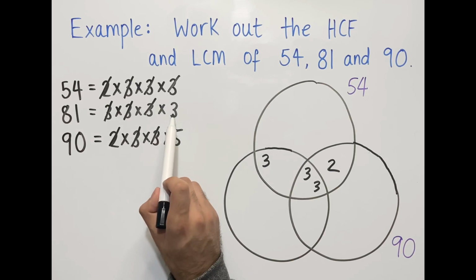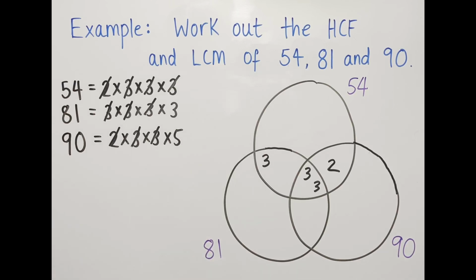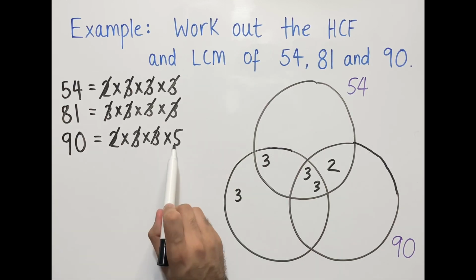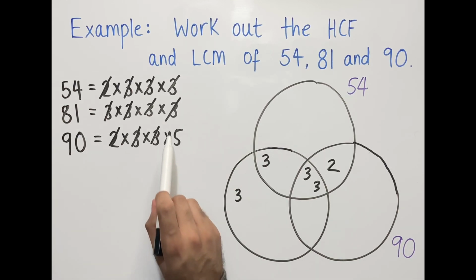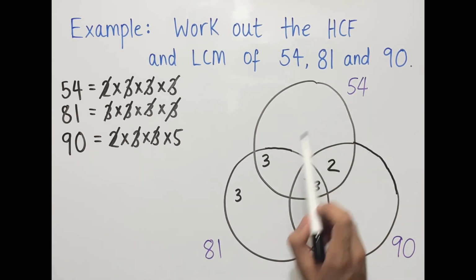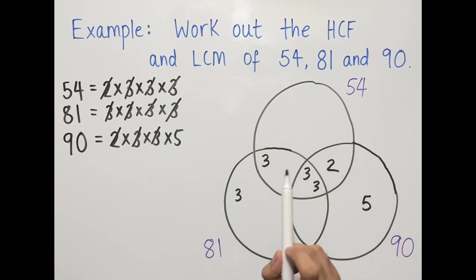We now look at the 3 in 81 and we see if it matches with any other numbers in 54 and 90. It doesn't, so within the circle for 81, we place the 3 in the region that doesn't intersect with 54 or 90. That region is this region here. So we place the 3 there and then we cross it out. We now have the 5 for 90. We see that we can't match it with any other number, so the 5 goes in the circle for 90 that doesn't intersect with 54 or 81. That region is here.